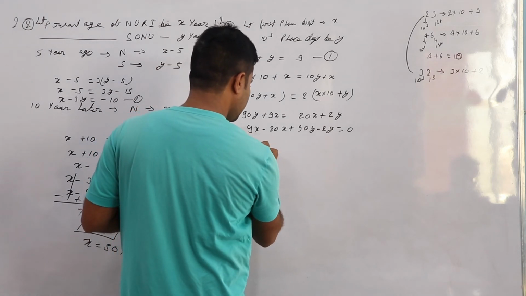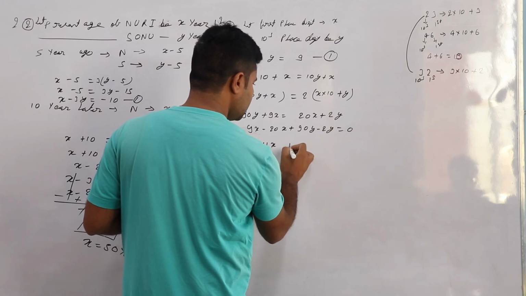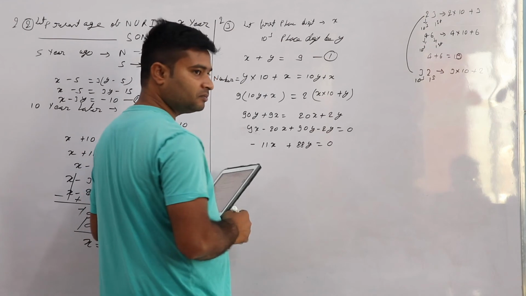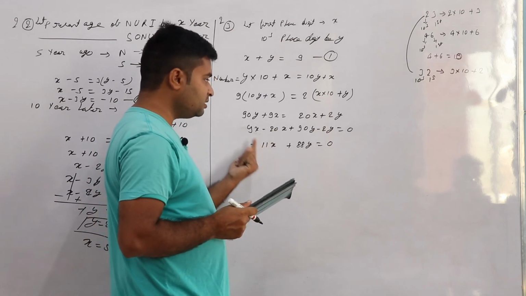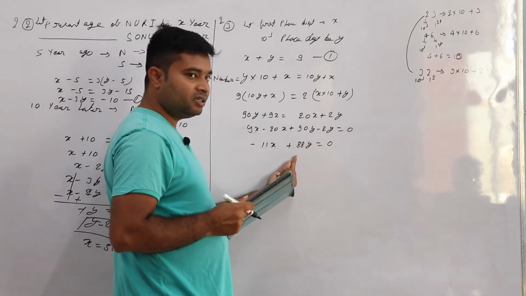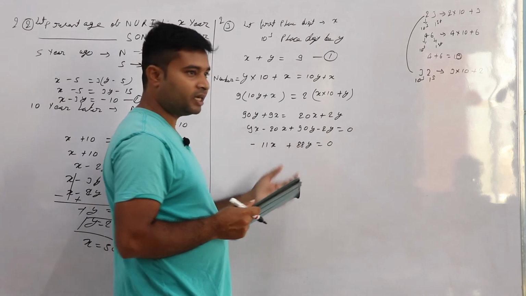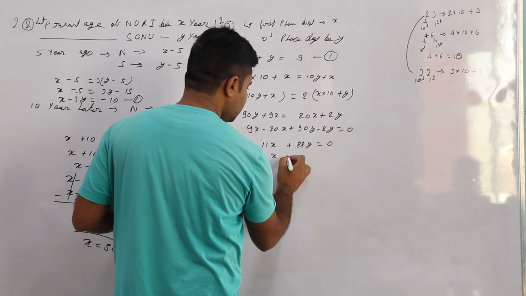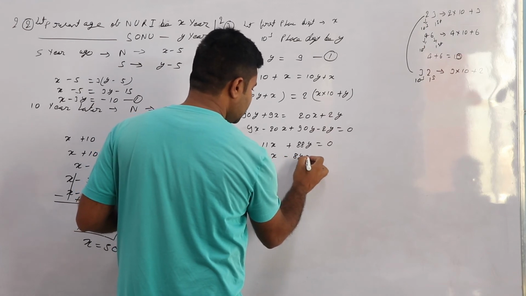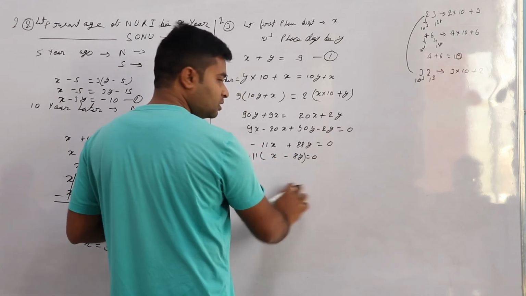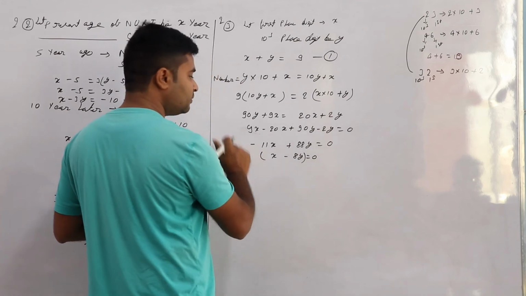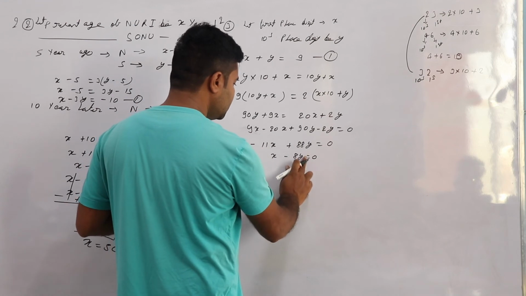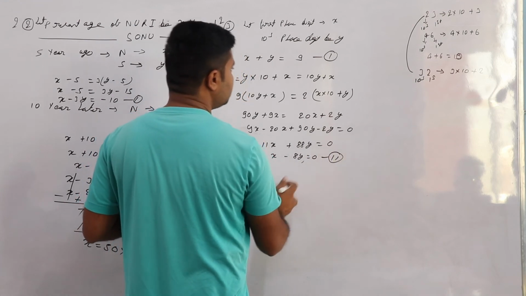So how much does it become? Minus 11x plus 88y is equal to 0. Yes or no? 20 minus 9 is 11, 90 minus 2 is 88. Both are multiples of 11, so I can take 11 out. Minus 11 out. So x minus 8y is equal to 0. 11 we can also take to the other side, so no need to write it. So just x minus 8y is equal to 0. This becomes equation number 2.